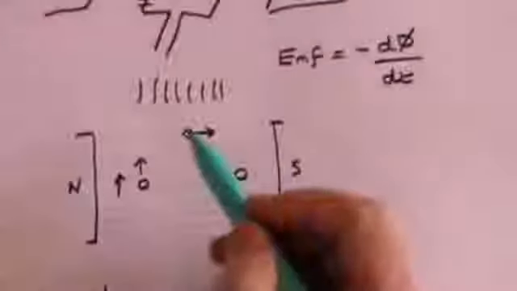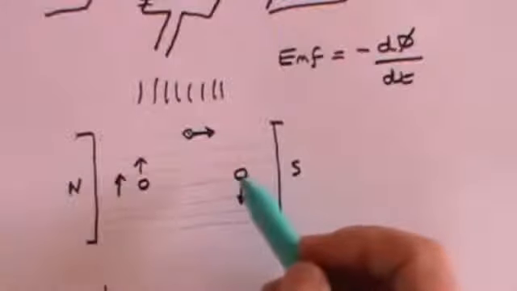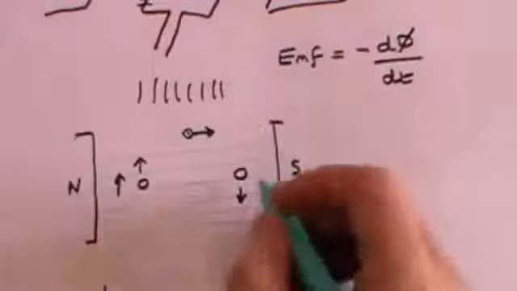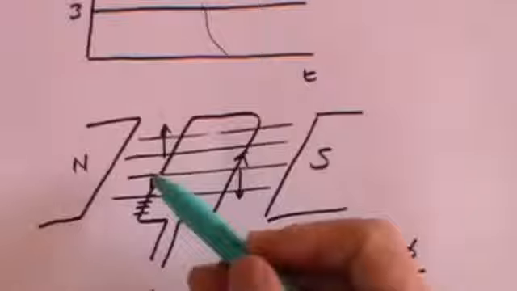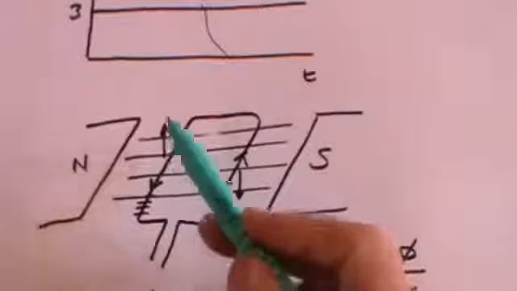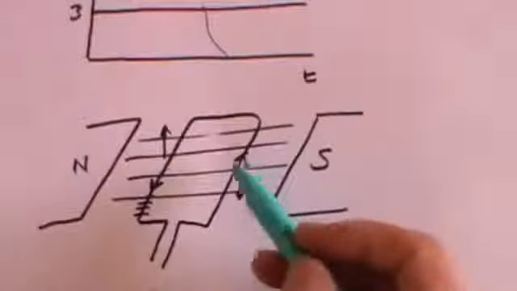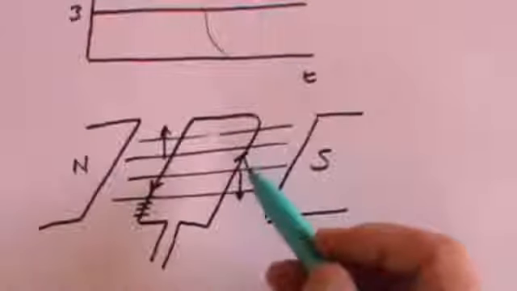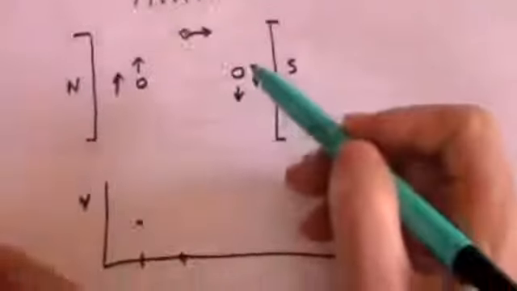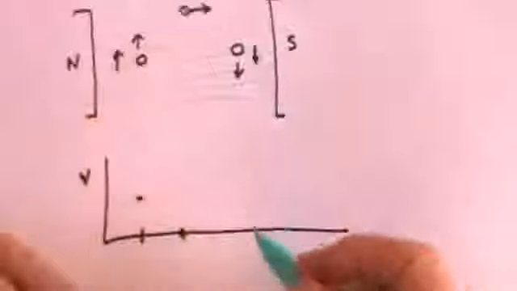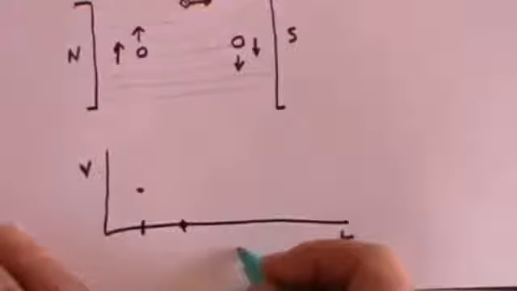Now what happens when the wire gets to this point here? Well, once again, it's going to be doing a maximum rate of change of flux. But look, something interesting is happening. When the wire was over here, the current was flowing downwards. But when the wire gets over here, the current will be flowing upwards. There's a change in the direction. So when we get to this point, there will be a maximum voltage, but in the other direction.